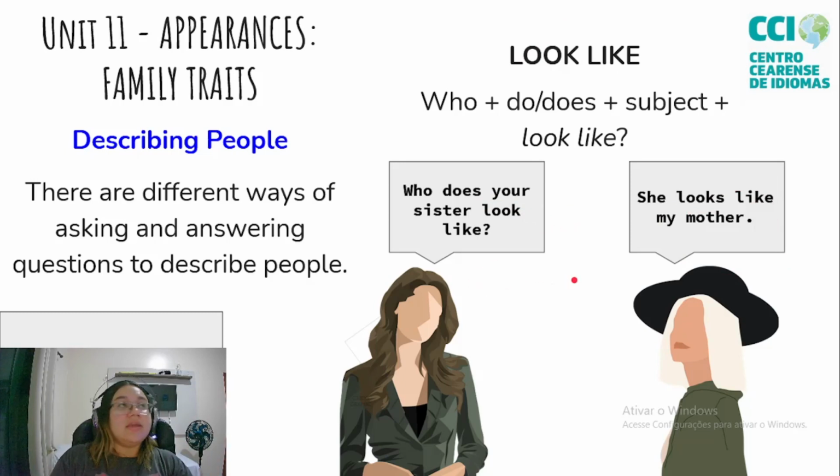We can say, who does your mother look like? Who does your dad, your father look like? So we want to know if there is someone in the world that looks similar to them, right? It's different than asking, what do you look like? What is a description? Who do you look like? It's to know if there is someone that they look like.